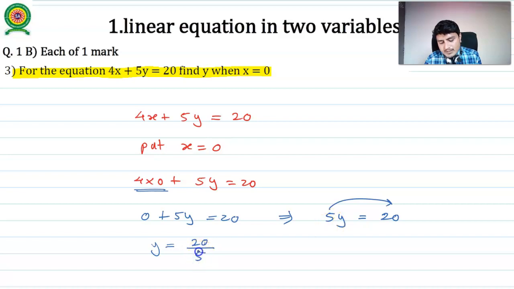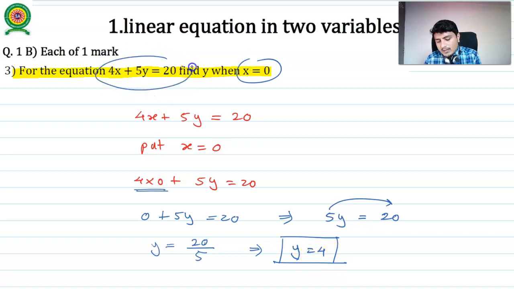The multiplier 5 becomes a divisor after shifting. So 20 divided by 5, we have the value of y is 4. So that is our answer. Once the value of x is 0, then the value of y equals 4 for the given linear equation in two variable.